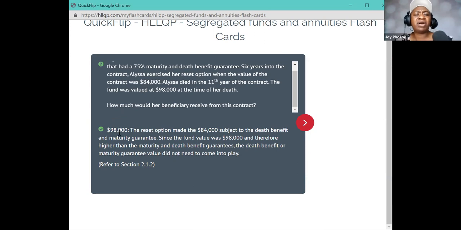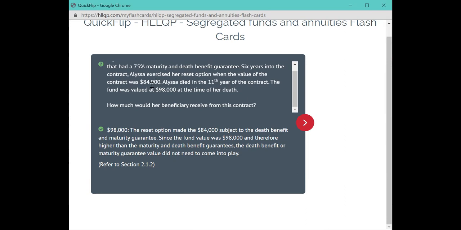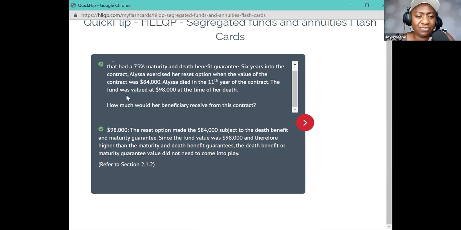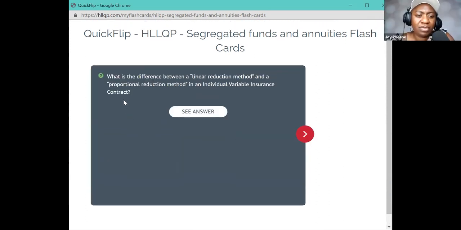But what if Elisa did not die? Her reset period will now commence, so the maturity time of 10 years will start counting from where she reset the option. Make sense? Okay, let's move on. I don't want to confuse you guys.